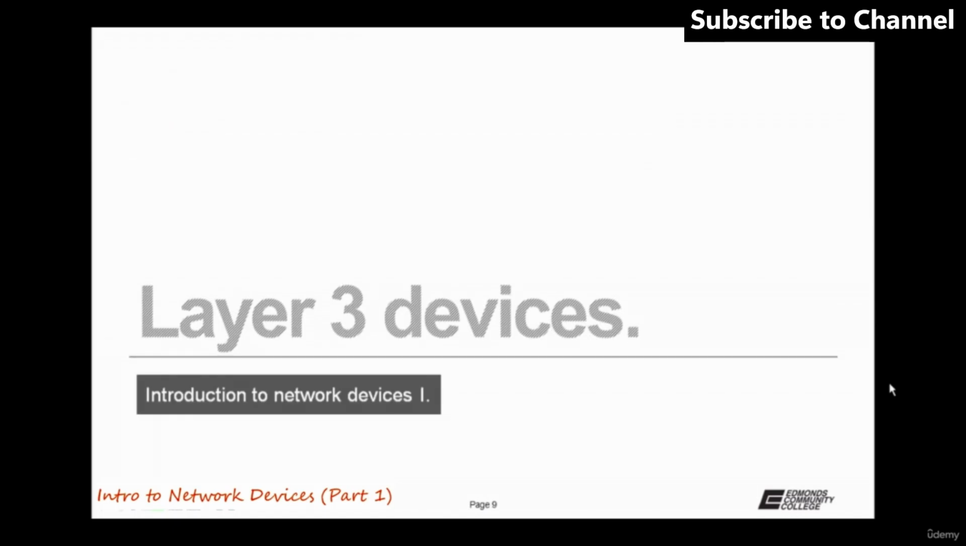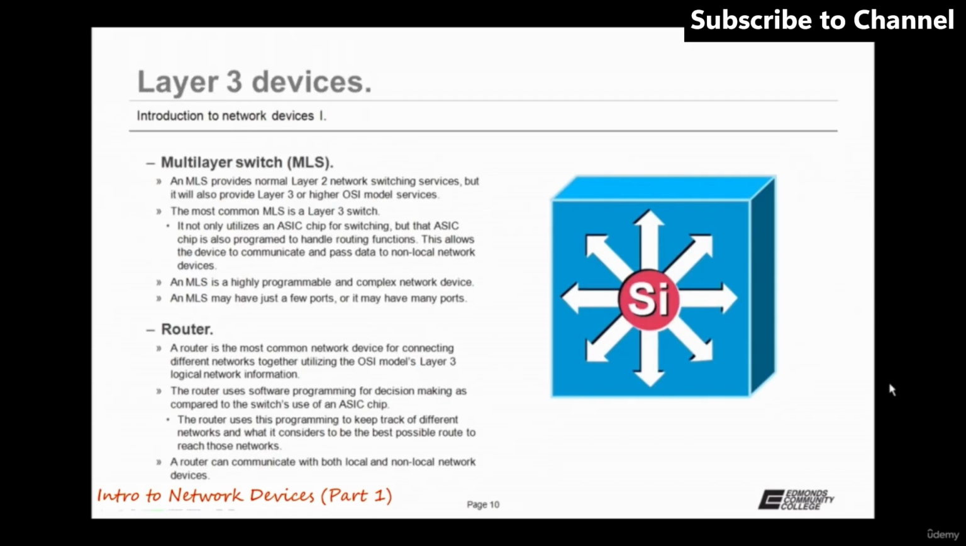Now let's move on to Layer 3 devices. First up is the multi-layer switch. A multi-layer switch provides normal Layer 2 network switching services, but it will also provide Layer 3 or higher OSI model services. The most common multi-layer switch is a Layer 3 switch. It not only utilizes an ASIC chip for switching, but that ASIC chip is also programmed to handle routing functions. This allows the device to communicate and pass data to non-local network devices.